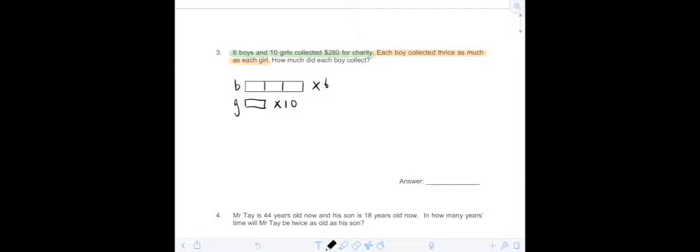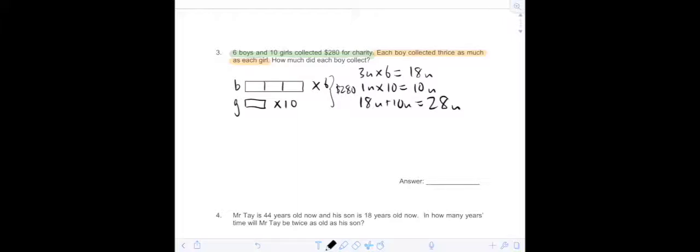Okay, so the next thing we need to do is to calculate how many total units are there altogether. For boys, there are 3 units, right? And then it's multiplied by 6 times, so you have 18 units. For the girls, you have 1 unit, multiplied by 10 times, so you get a total of 10 units. Take the 18 units plus the 10 units, you will get 28 units. Okay, so now we know a total there are 28 units, and then they collected 280. This whole thing here is 280.